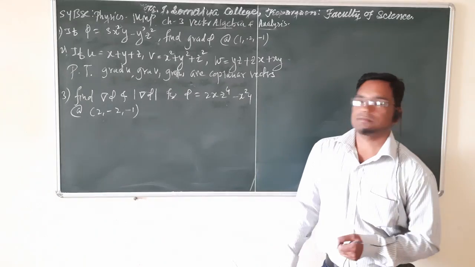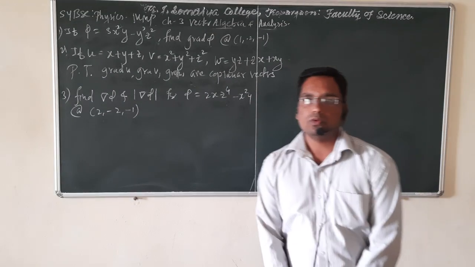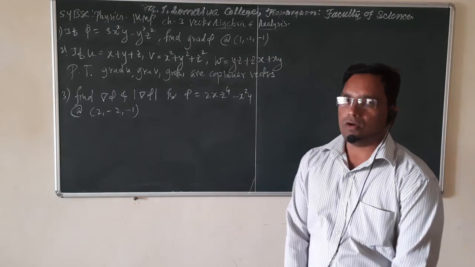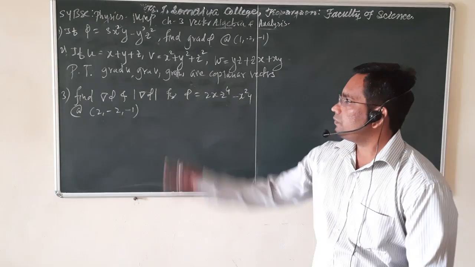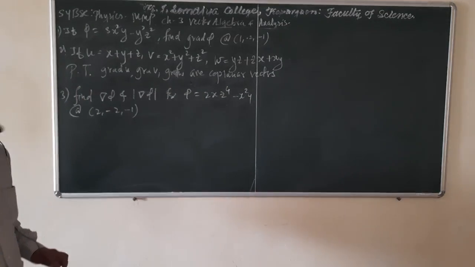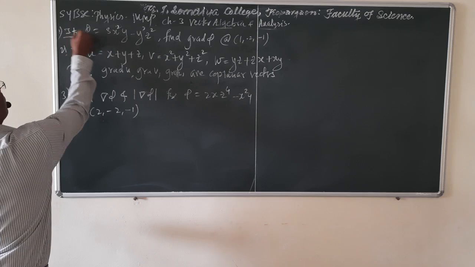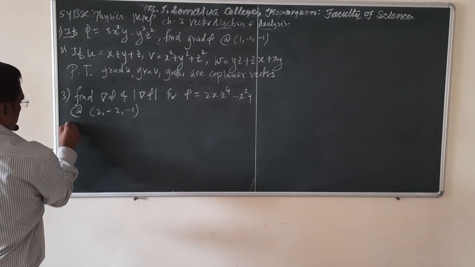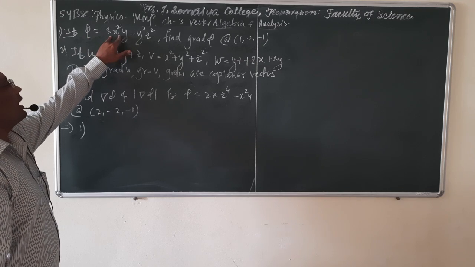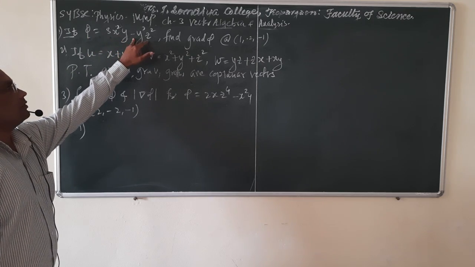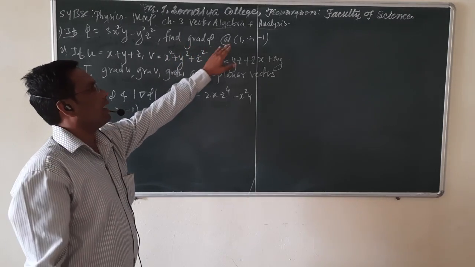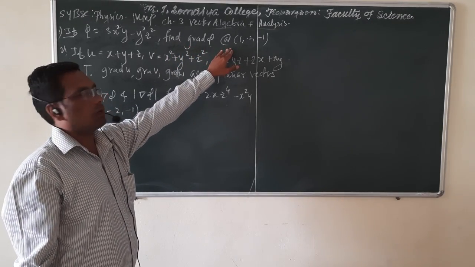Good morning, dear students. Today we are going to solve problems based on gradient of a scalar function. The first problem is that these are the three problems which are based on gradient. First of all, if phi, which is a scalar function, is given as 3x square y minus y cube z square, we have to find out gradient of phi at (1, -2, -1).